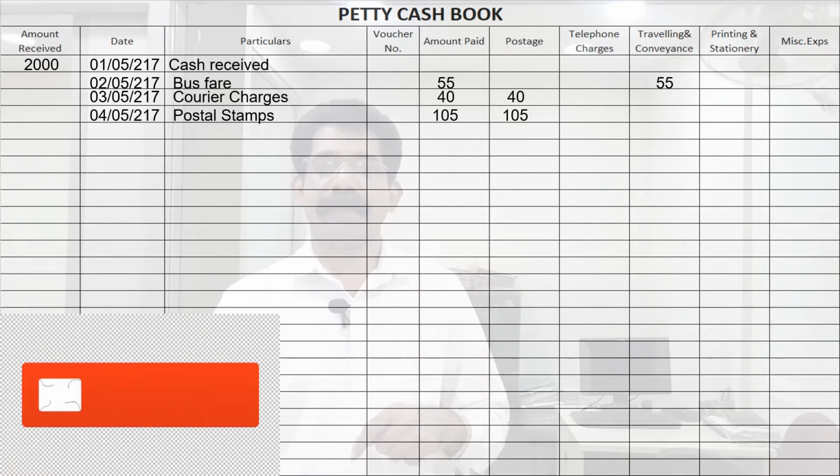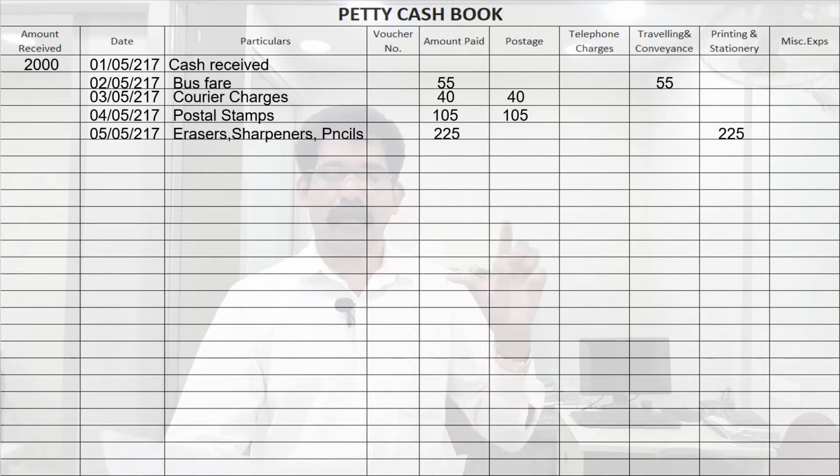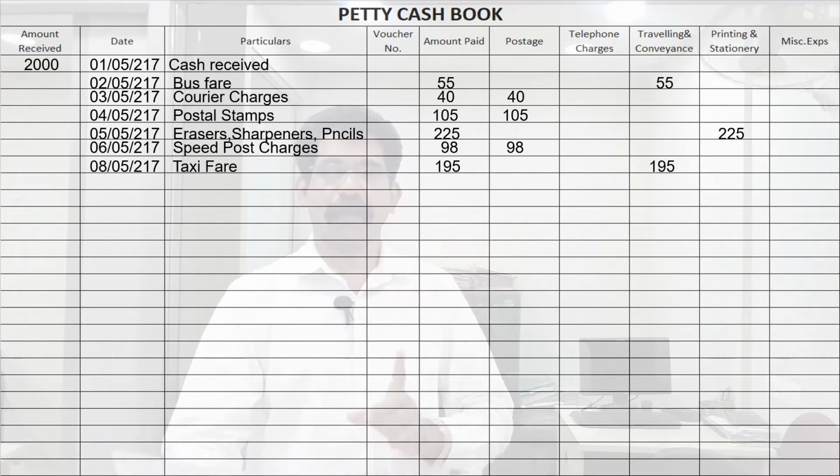On 5th May, erasers, sharpeners, pencils, pads, rupees 225. It is printing and stationery. So on the date column, 5th May, particulars column, erasers, sharpeners, pencils, etc. Under printing and stationery column, write down rupees 225. There are no other payments on that day, so take the total to the total amount column, rupees 225. On 6th May, speed post rupees 98. So 6th May, in particulars column speed post charges, write the 98 rupees under postage column. There are no other payments on 6th May, so take the total to the total amount column, rupees 98.